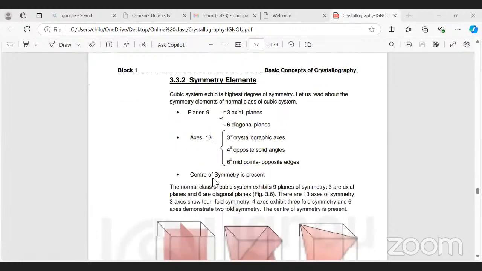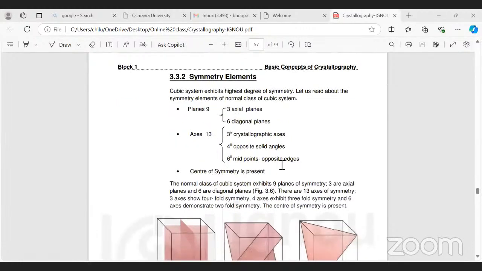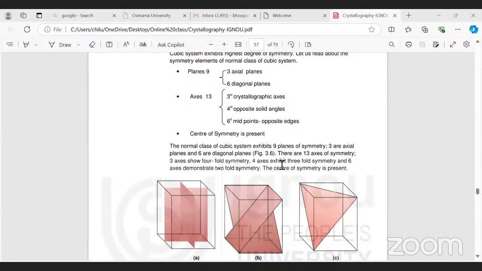The symmetry elements in a cubic system: it has the highest degree of symmetry. It has nine planes and 13 axes. You see, the planes means these plane surfaces, whatever we are observing.